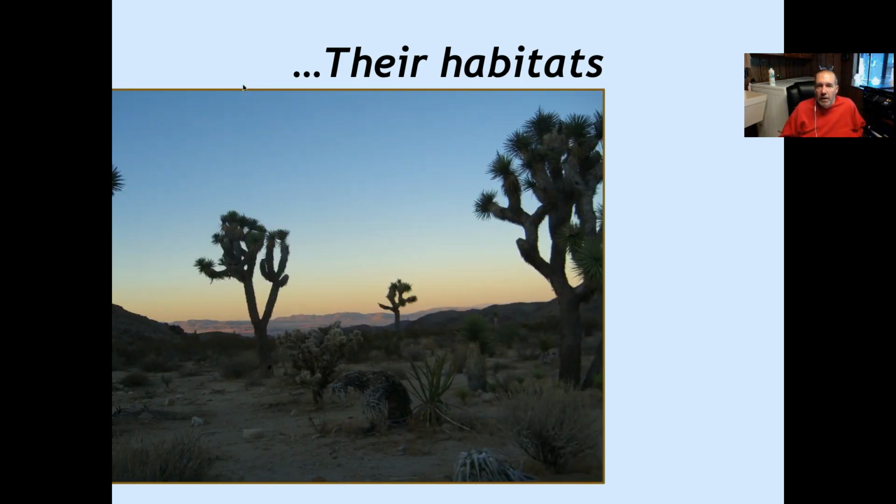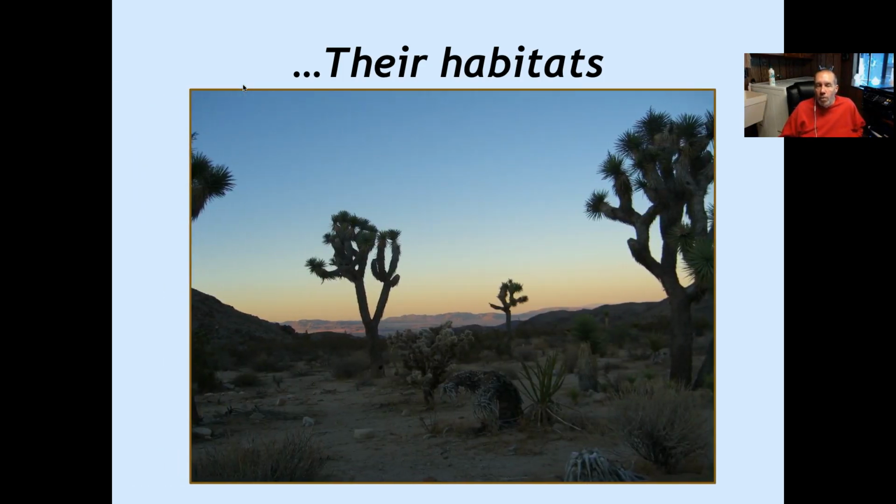Pretty much their space, their home, provides everything they need: food, shelter, water. And again, whether we're talking about plants like these Joshua trees that are indigenous, unique to California, or whether we're talking about any other living things, including humans for that matter.